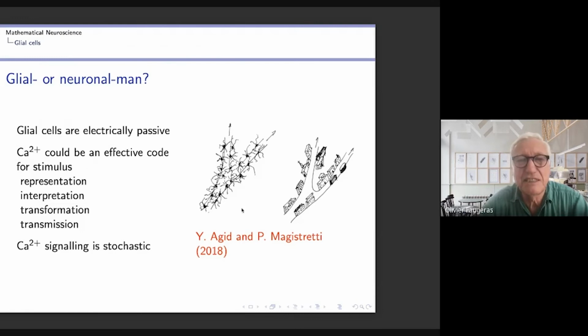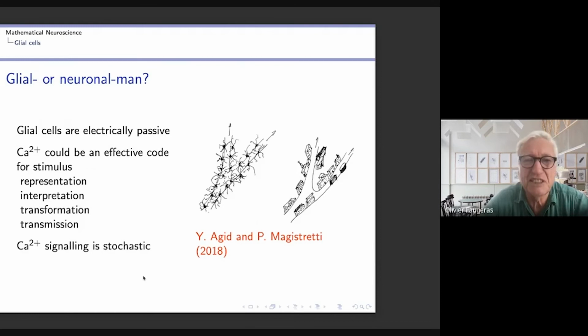We should look more closely at glial cells. And as I said, they are electrically passive, but the calcium that they use could be an effective code for stimulus representation, interpretation, transformation, and transmission. Moreover, and for many of us who like stochastic calculus or stochastic analysis, this signaling is very, very stochastic. So there's a lot of interesting work to be done.